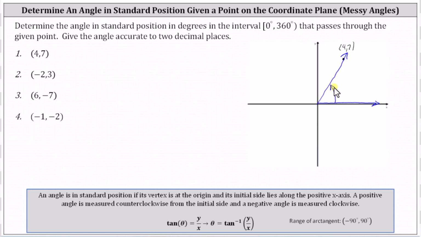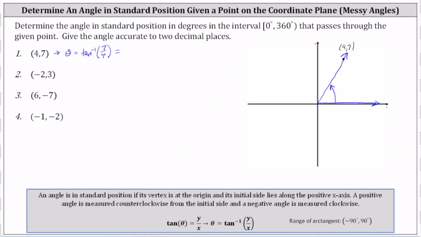angle here. Recall that tangent theta is equal to y divided by x, which indicates theta is equal to inverse tangent of y divided by x. So for number 1, we know that theta equals inverse tangent of y divided by x, which is 7 divided by 4. The angle that has a tangent function value of 7/4 is not a nice reference angle, and therefore we'll have to use the calculator, and we're told to round to 2 decimal places.